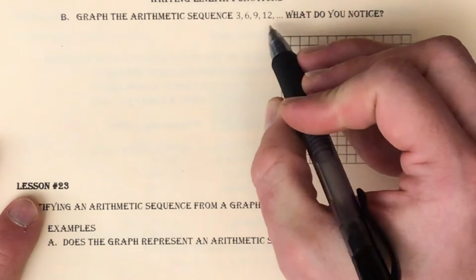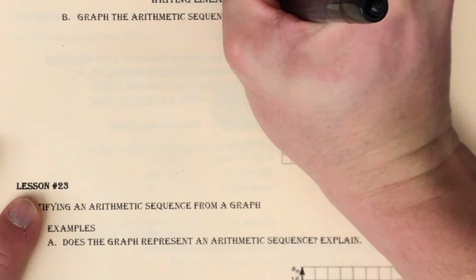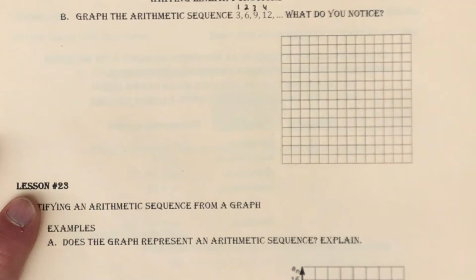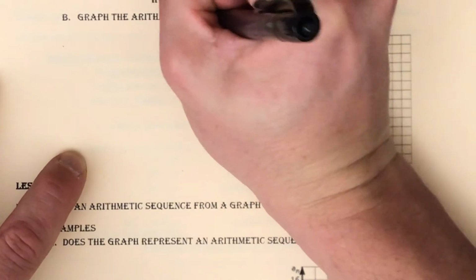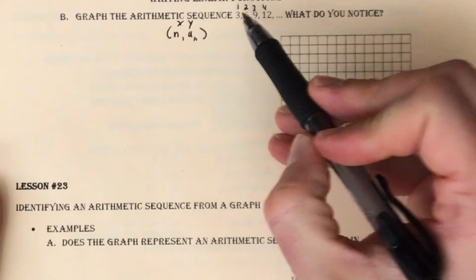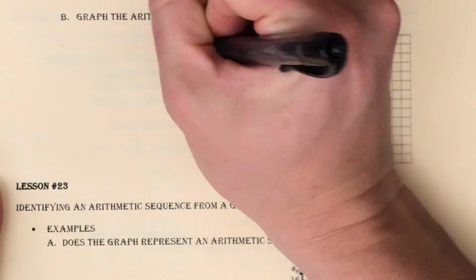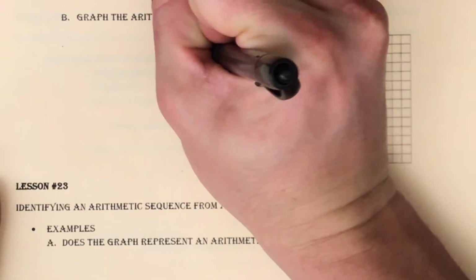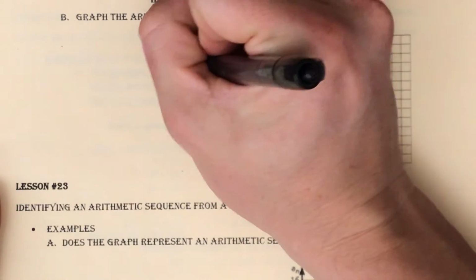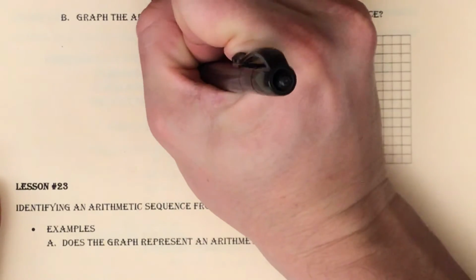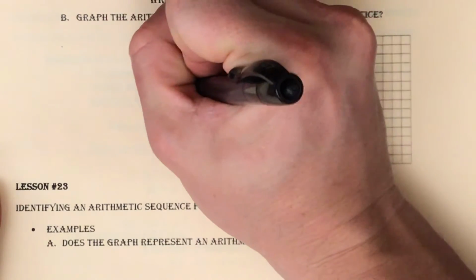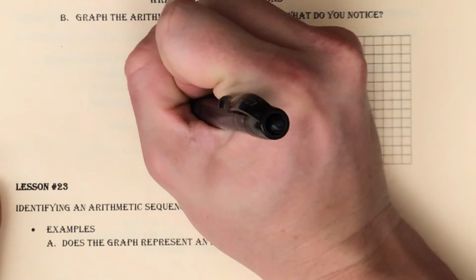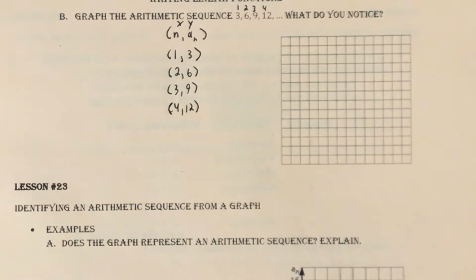So again, I'm going to label these: this is my first term, second term, third term, fourth term. And then I'm going to create those ordered pairs of n, a of n, which is the same as x and y. All right. So first ordered pair, 1, 3. Its position in the sequence is 1. The number itself is 3. Second ordered pair, 2, 6. Its position in the sequence was second, and the number was 6. Third one, 3, 9. And fourth one, 4, 12. So hopefully you're getting a hang of how that works.